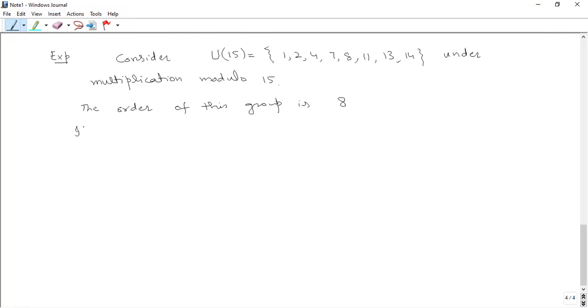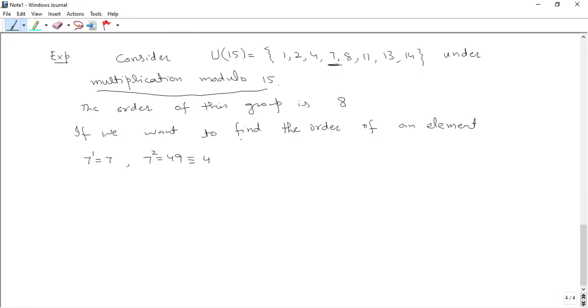And if we want to find the order of an element, say this element 7, what we have to do is we will find 7 to the power 1, which is equal to, of course, 7. Then 7 to the power 2, which is 49, and that 49 is actually congruent to 4 modulo 15, because this group is under binary operation multiplication modulo 15.